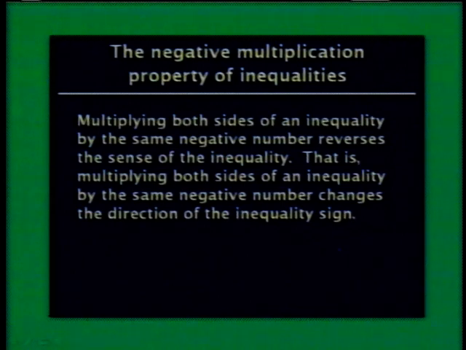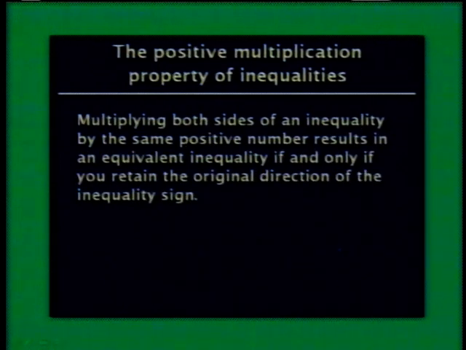Yet another way you might remember that, multiplying both sides of an inequality by the same negative number reverses the sense of the inequality. That is, multiplying both sides of an inequality by the same negative number changes the direction of the inequality sign. So here's at least 4 different ways that you can remember this. I like to remember that multiplying both sides of an inequality by the same negative number reverses the sense of the inequality. This is the easiest way for me to remember it. You need to think about these different ways and decide which one is easiest for you to remember.